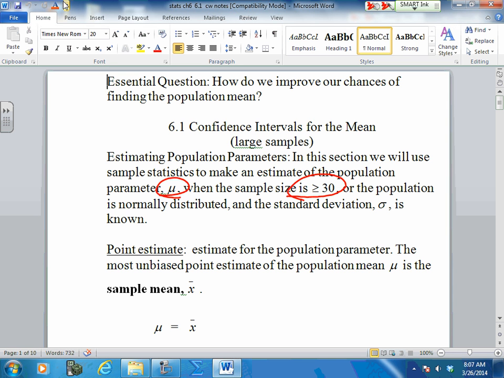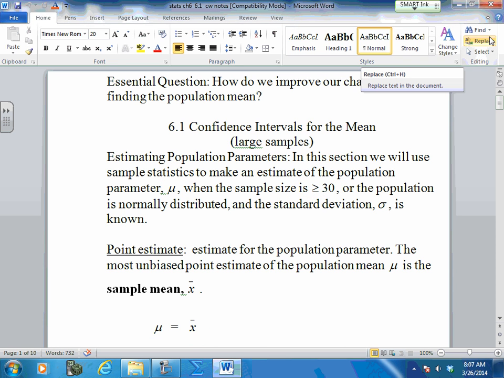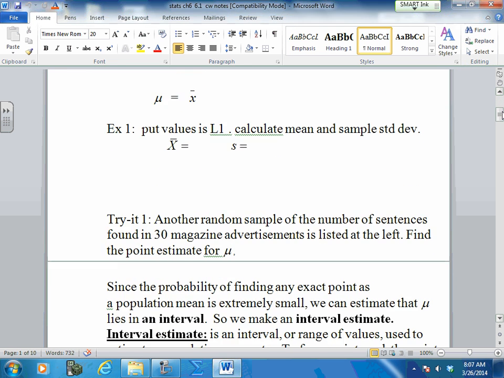Right now, most of the time, we're going to talk about your mean first. We're going to find a point estimate for your population mean, and that's going to be your sample mean. We're going to use that to represent our population mean. And basically, it's just finding the mean of your data set.